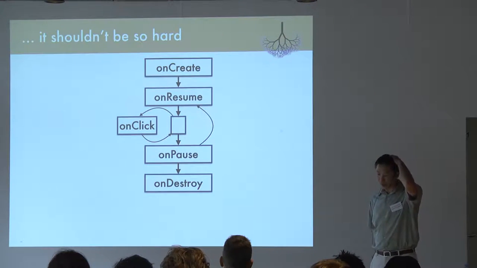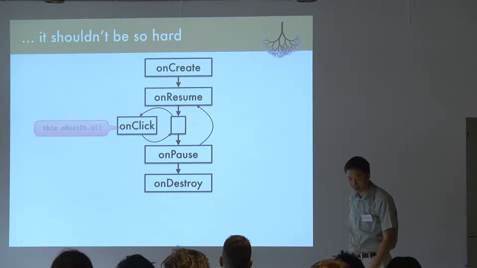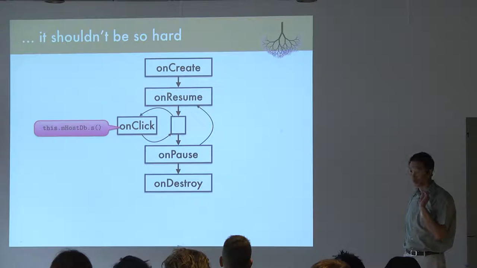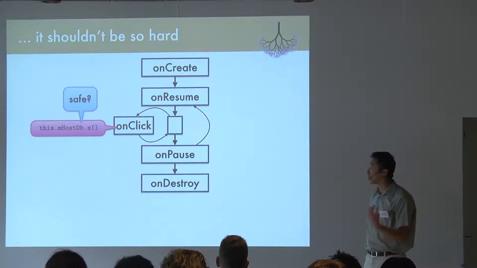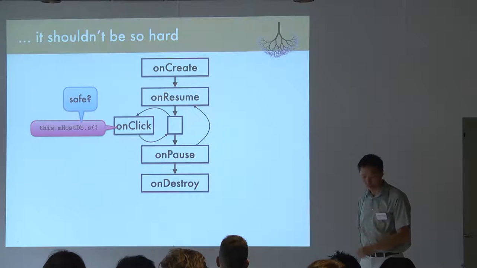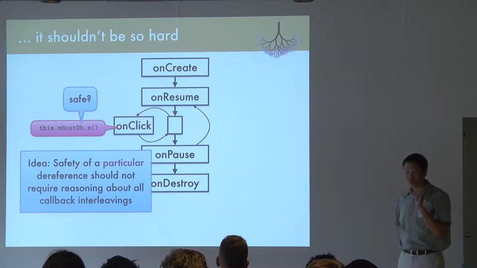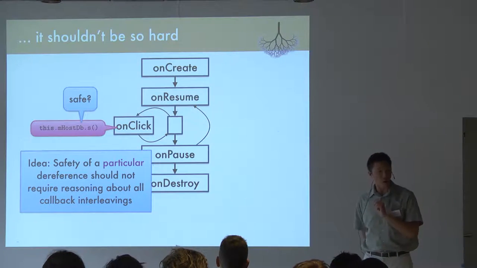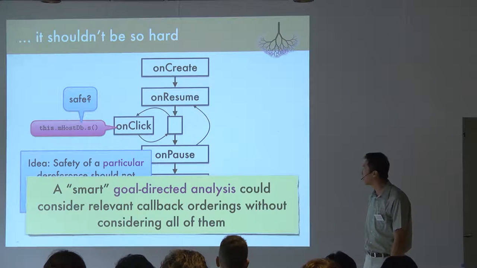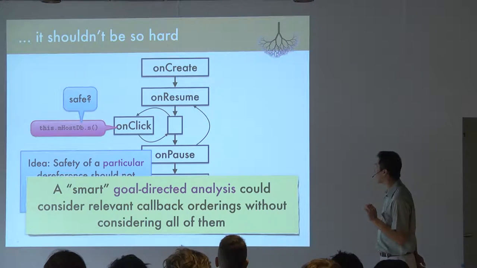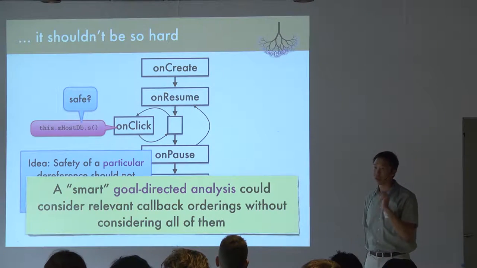But if we come back to the problem at hand that we're trying to deal with, it really shouldn't be so hard. Let me try to sketch that. Let's say that we have a particular dereference in the onClick method, of mHostDb. And what we're trying to do is see if that particular dereference is safe. The basic idea is that the safety of this dereference should not require reasoning about all callback interleavings, but just the ones relevant to this particular dereference. So a smart, goal-directed analysis could consider the relevant callback orderings without considering all of them, if all I care about is proving this one particular dereference safe.